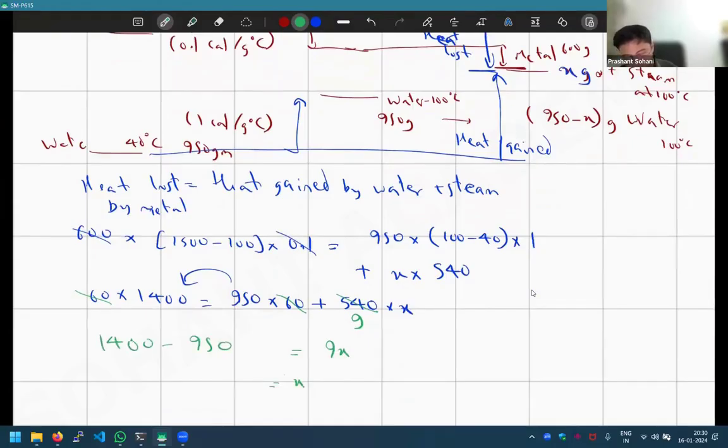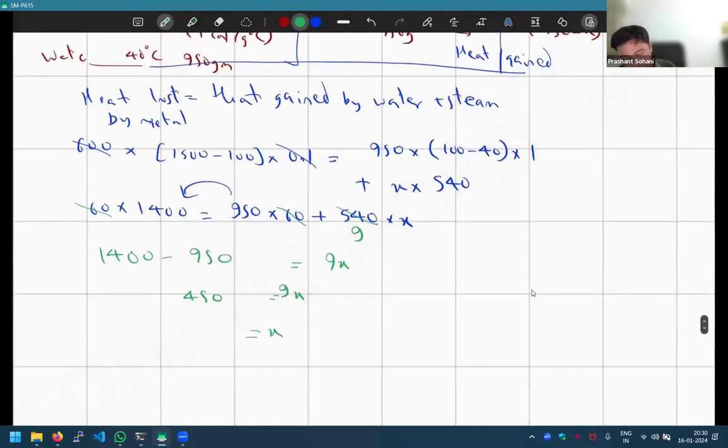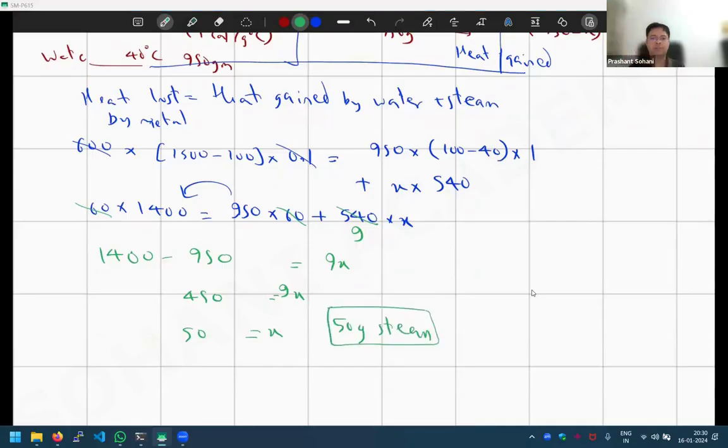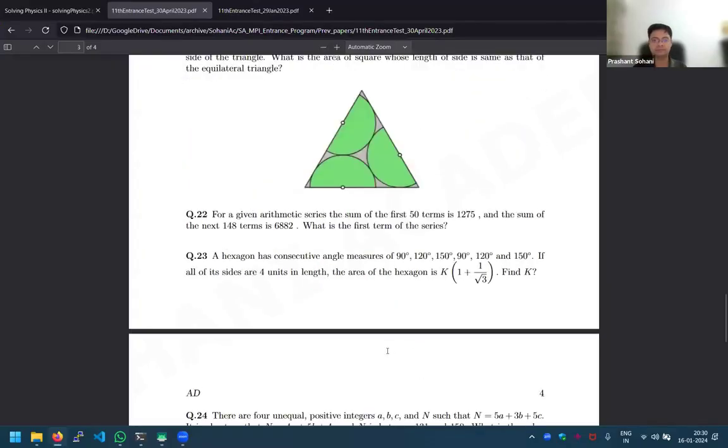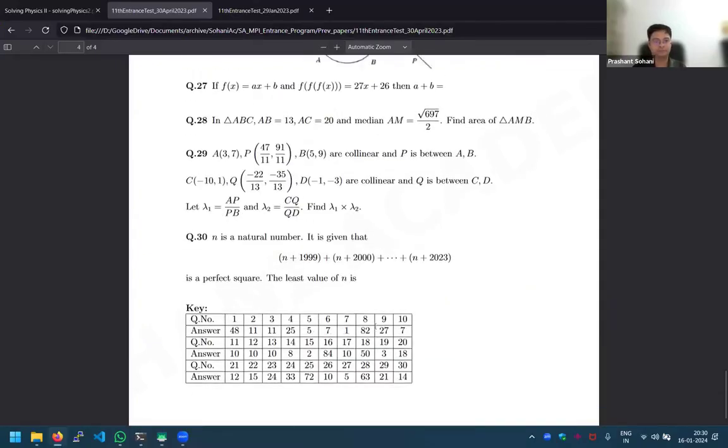So therefore 9x is equal to, so x is 50. Okay, so therefore 50 grams of steam has basically been produced. The answer is 50. Let me check the answer box. 50. Okay, good.